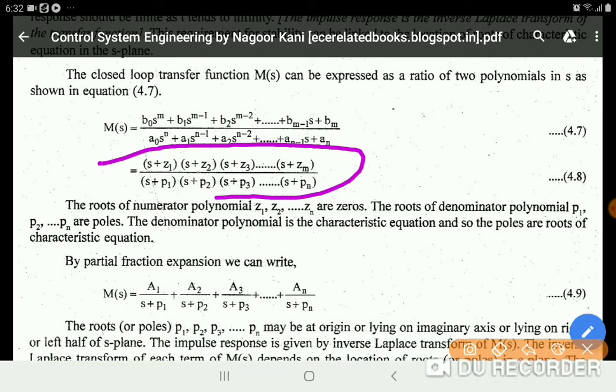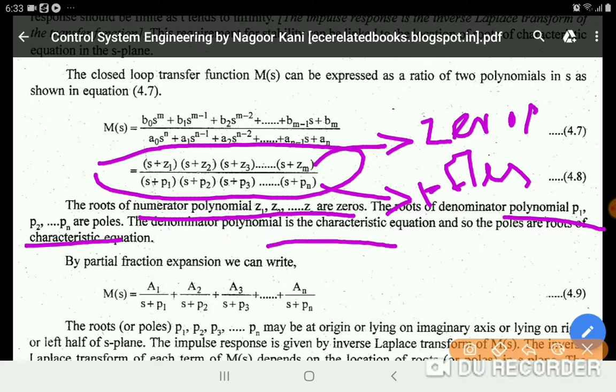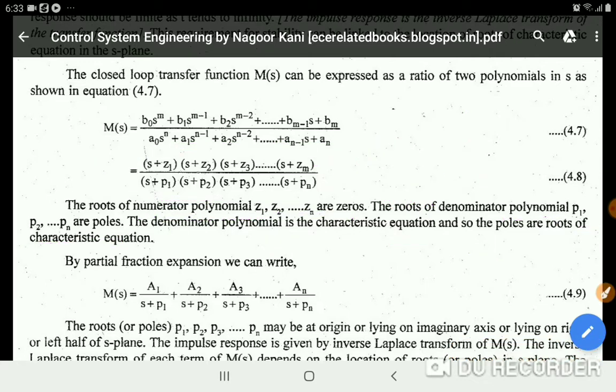It is (s plus z1)(s plus z2)(s plus z3) up to (s plus zm). The numerators are zeros and the denominators are poles. So the roots of the numerator polynomial are zeros. The roots of the denominator polynomial are poles. The denominator polynomial is called the characteristic equation. You just freeze this point in your mind.